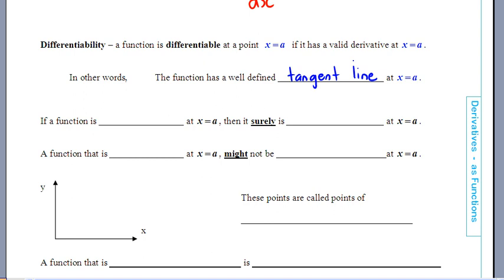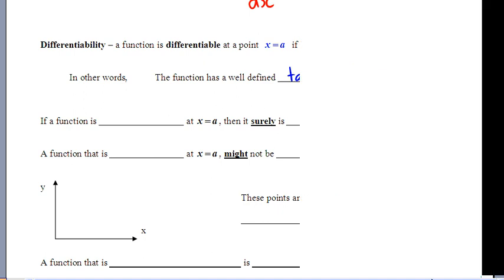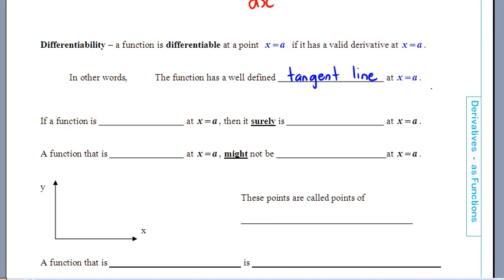And the answer is, yeah, usually I would, most of the time, unless the graph has some weird problem, like some sort of cusp in it like that, then I wouldn't know what to do. Or if the graph has a big hole in it, like this, then I wouldn't know what to do exactly, not for sure, so it's not differentiable there. Or maybe the graph has an asymptote right at that spot, then there's no tangent line there. So to be differentiable means that it has a clear tangent line.